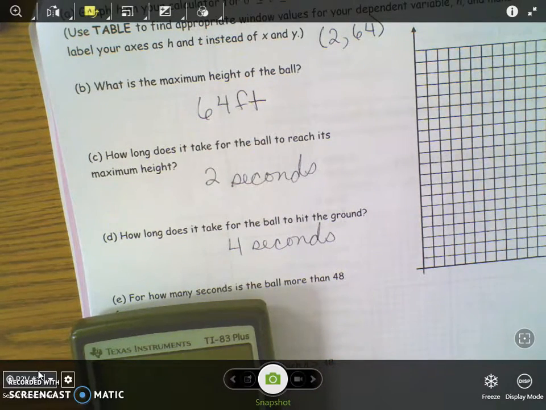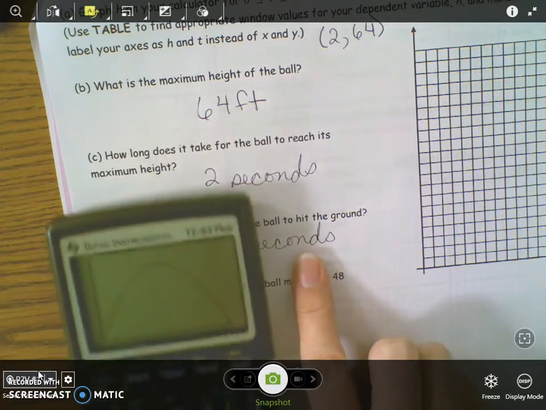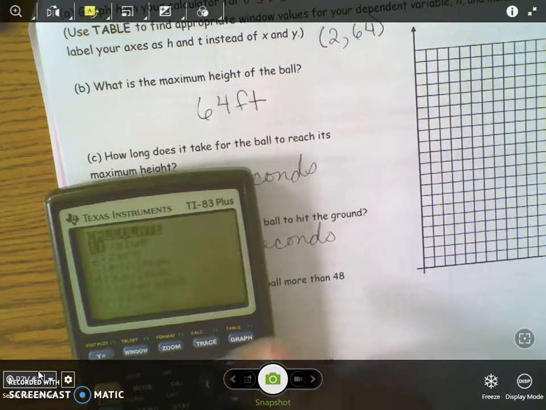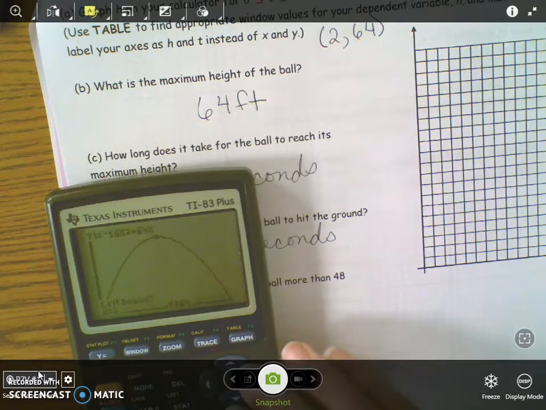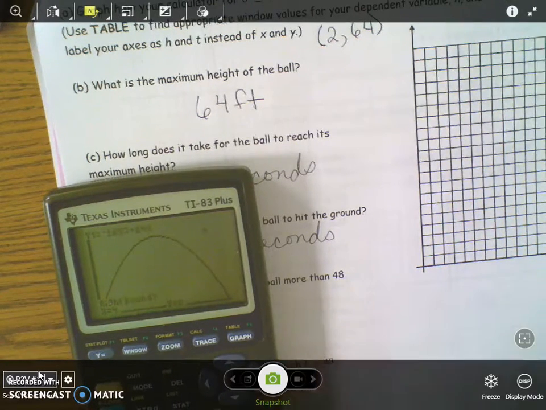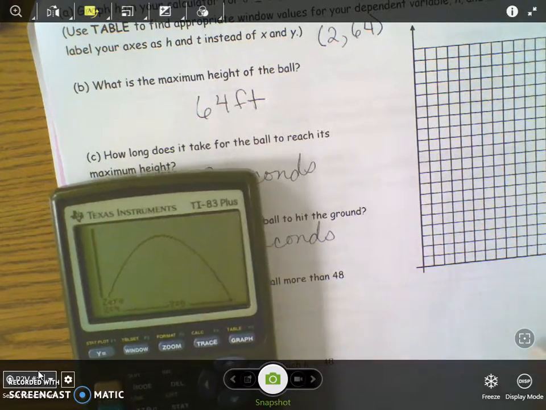You could also find your 0 or your solution. So we go to second calc, and then it asks us to find 0. So we put in 2, and then you have to do a boundary because there's 2 zeros, otherwise it won't know which one you're talking about. So we would do a left boundary somewhere to the left of my 0. And then I keep going until I get to somewhere to the right, and then it tells me that 4 is when y equals 0.